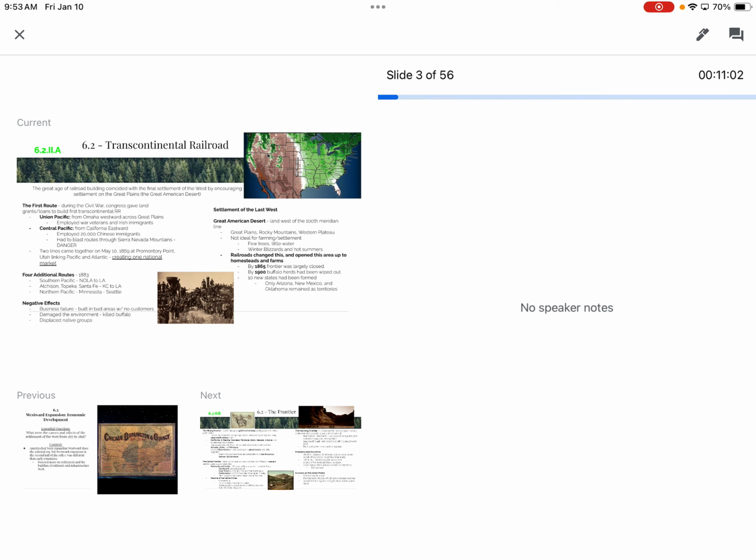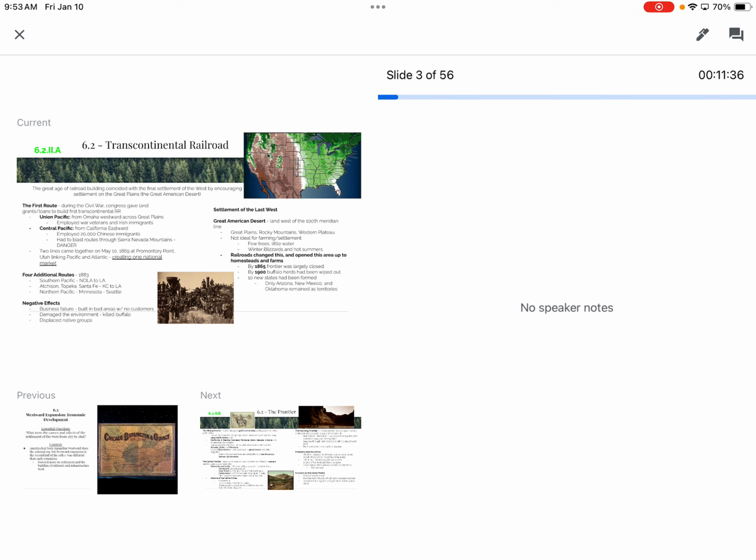I do want you guys to write down Great American Desert somewhere. This was the mindset about the plains before the growth of cities in the plains, before people started moving to the west. That it was uninhabitable land. But the railroads are going to open up the frontier. We're going to start seeing cities popping up. Boom towns, if you will, which we'll talk about here in a second.